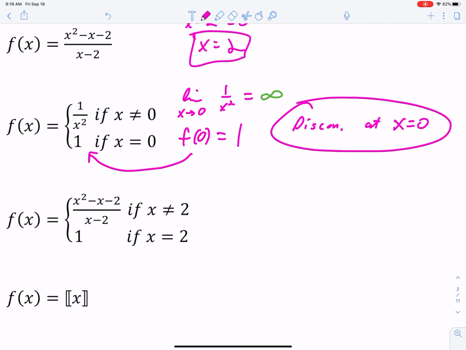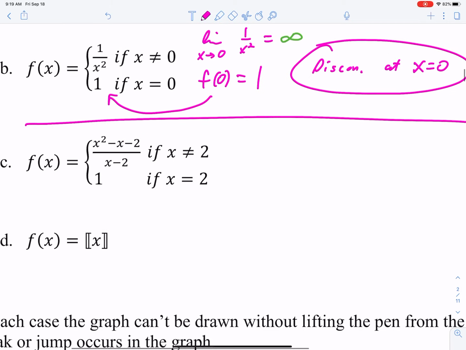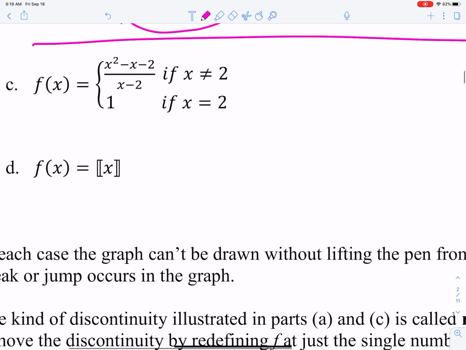Okay, moving on. Let's do part C. We'll do the same test here. We want to check, find if the limit exists, find the function value, see if that exists, and see if they're equal. So let's see what we got. All right, so we're going to find the limit of the top part here. So the limit, again, make sure you use proper notation so you don't lose points.